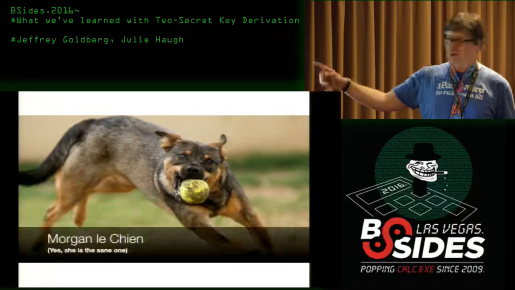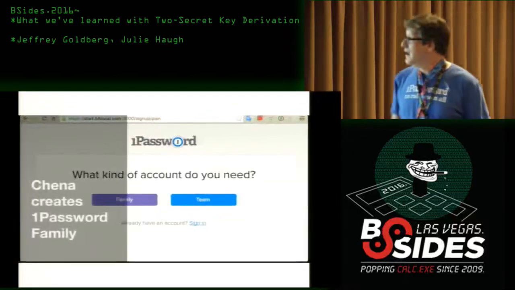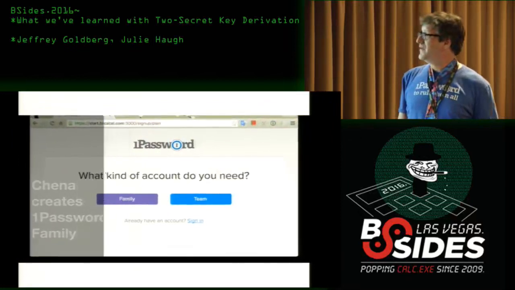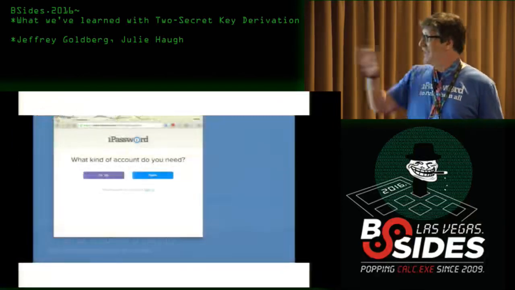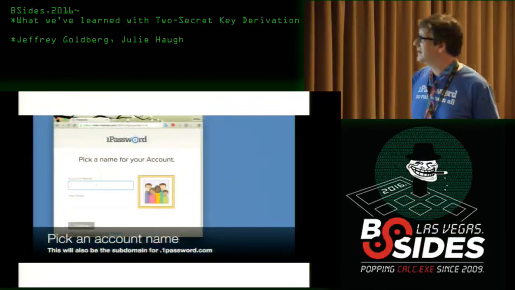Sorry, Chain of the Psycho Dog. This is Morgan, the other member of the family, and yeah, she's the sane one.